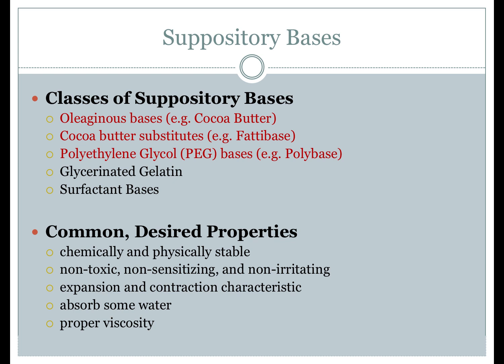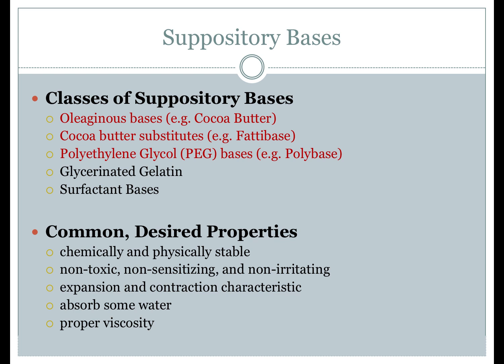Another physical property they have is called an expansion and contraction characteristic, which means they shrink just enough on cooling so that they will release easily from suppository molds. These suppository bases either melt or dissolve in the intended body orifice to release the drug. The base is non-binding to the drug, so it can be absorbed once the base has melted or dissolved.